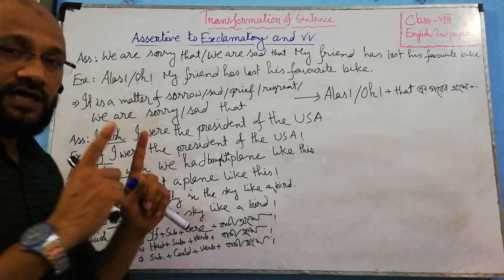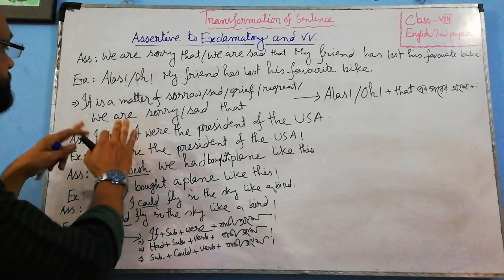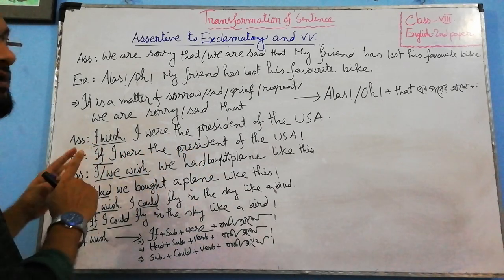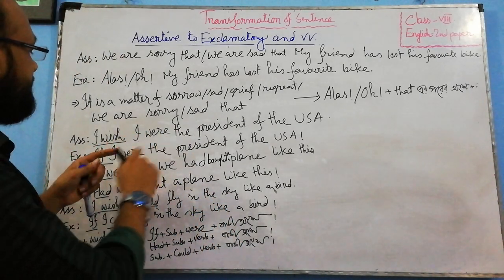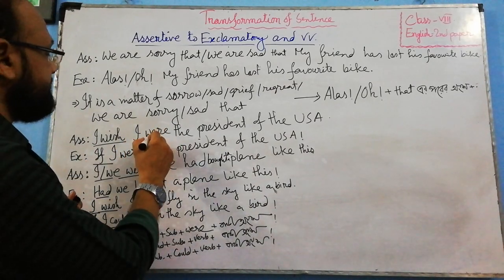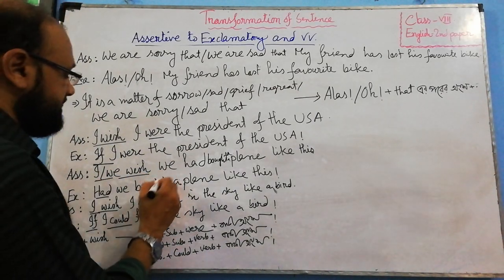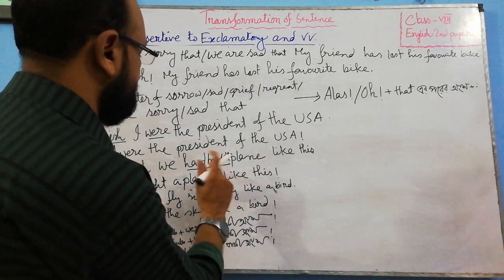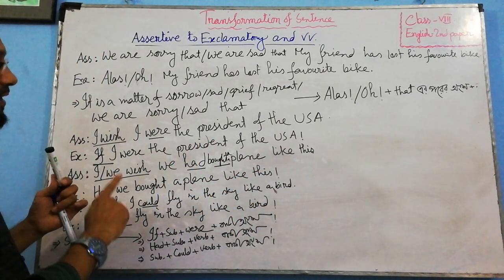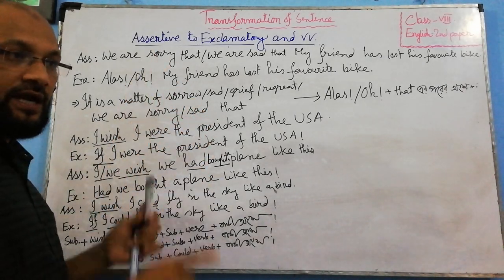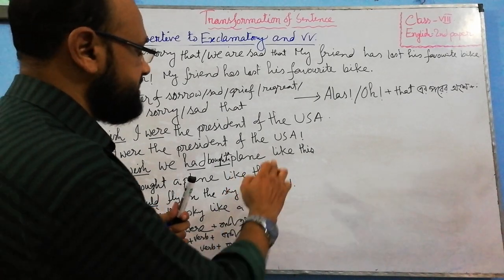Look at these sentences. I wish I were the president of the USA. If I were the president of the USA, subject plus wish will be omitted, and in that case we'll use if. If the sentence starts with I wish I were, we will use if plus subject plus were. If there is wish plus had plus verb, in that case we will use had plus subject plus verb, like had we bought, had I been, had he been. Then the remaining part of the sentence, and then exclamation.